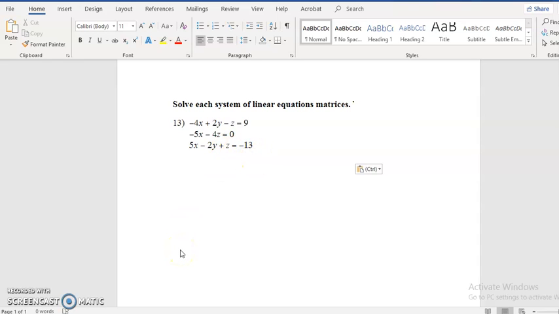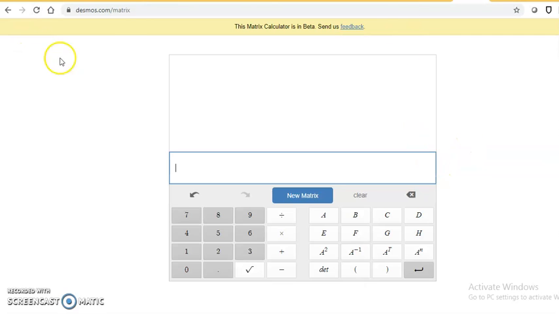Now, one thing that you don't see, that is part of the directions that I cut off, is that it says to use a calculator if you would like. So I want to focus on showing you how to use a free virtual calculator for matrices today. So I click on my internet. All right, so I am using Desmos. Desmos is a free graphing calculator, and they also have a matrix calculator.